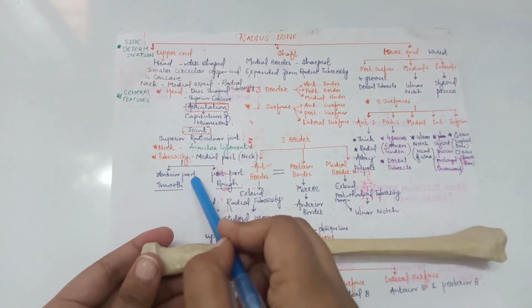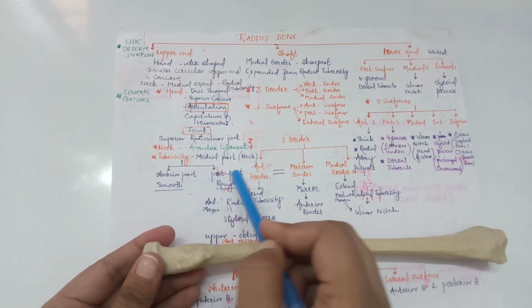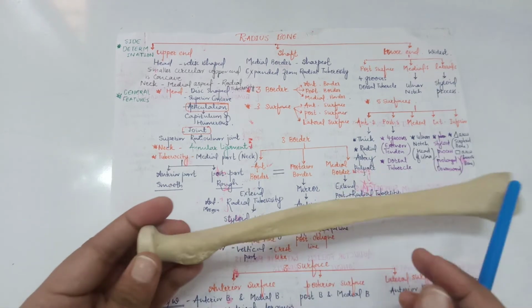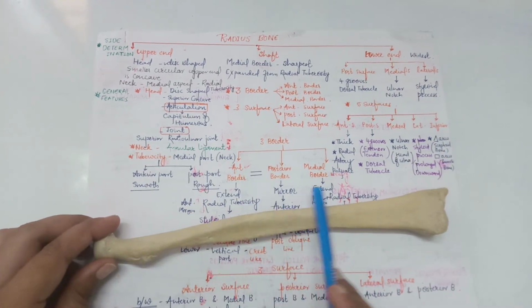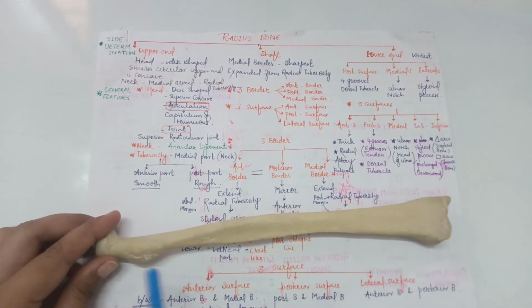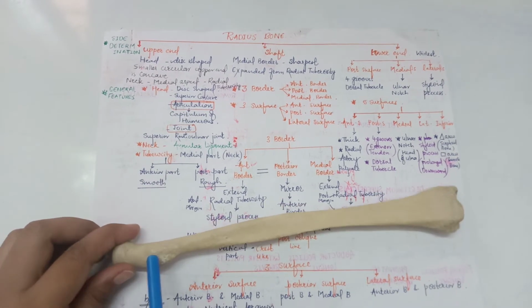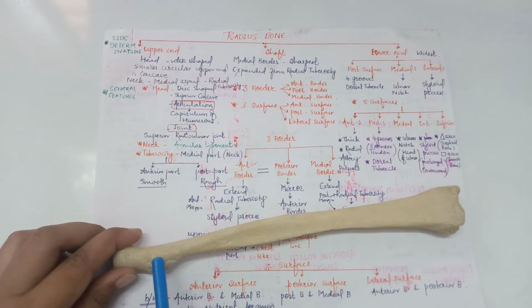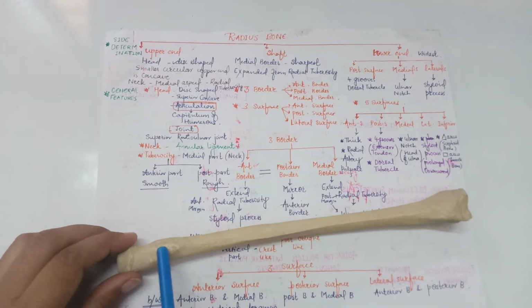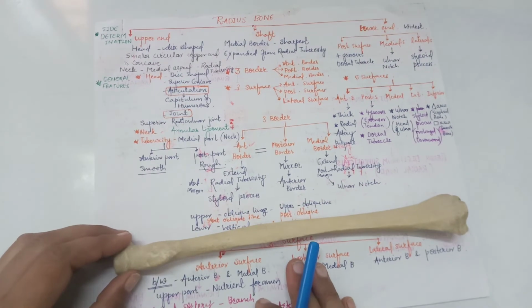It has an anterior part which is smooth and a posterior part which is rough. This is the anterior surface of the radial bone. This one is the anterior part and this one is the posterior part. The anterior part is smooth because a bursa is present on it, and the posterior part is rough because the muscle is inserted here, that is biceps brachii.